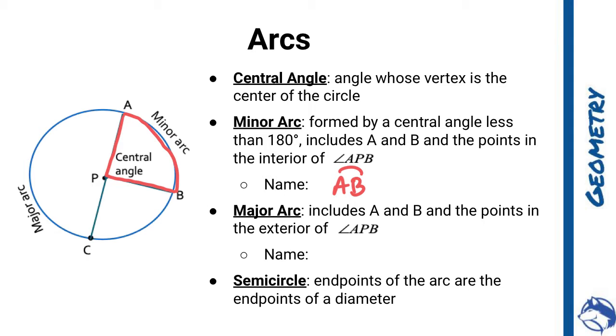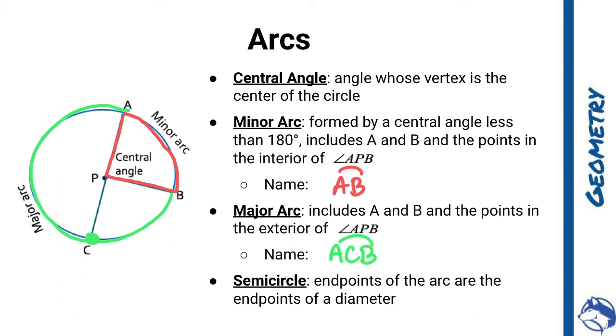Then we've got a major arc, and our major arc goes all the way around the other parts. It goes from A to B, but it takes the long route. So one important thing to note is that it goes through another point. So the way I would label this is arc ACB, and that would be my major arc. And notice that I'm putting an arc on the top of each one.